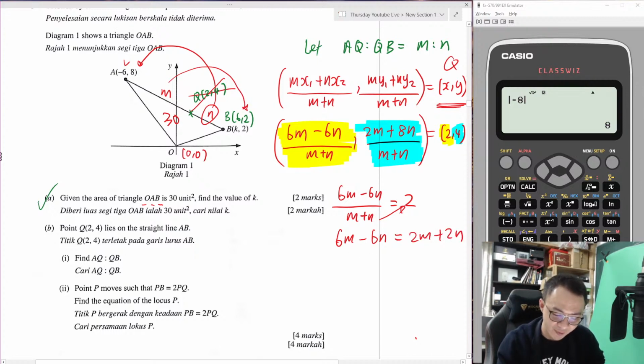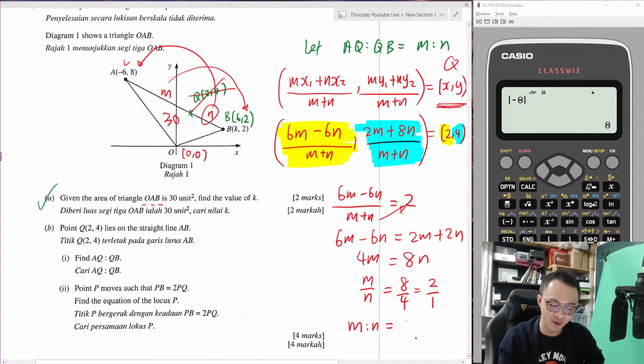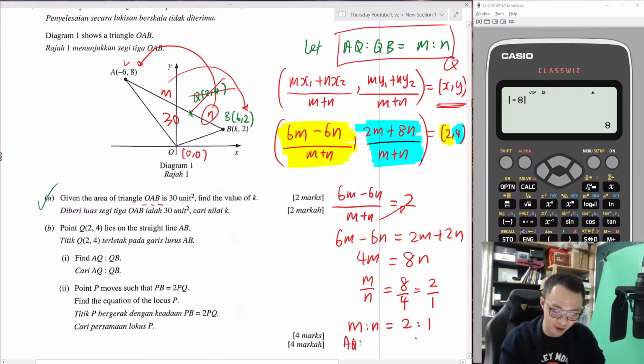So therefore, I move to the other side. I will get 6m minus 2m is 4m. I move to this side, I will get 8n. 2m plus 6n. So m over n is basically 8 over 4. So if I simplify, I will get 2 over 1. So m ratio n is equals to 2 ratio 1. And what is m ratio n? I said at the very beginning, it's AQ ratio QB, which is 2 ratio 1. Done. I believe this one is about 2 marks at least.